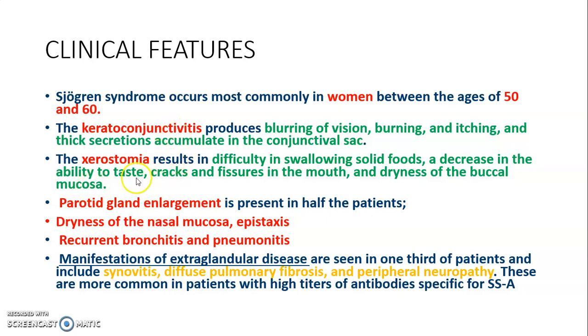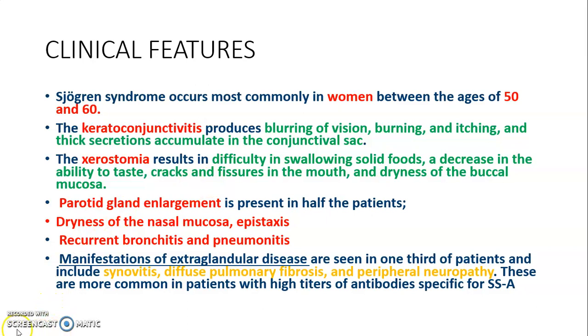In addition to keratoconjunctivitis and xerostomia, the patient may have parotid gland enlargement. It is seen in half of the patients. There is dryness of the nasal mucosa and epistaxis. The lung may be involved with recurrent bronchitis and pneumonitis. And the extraglandular manifestations are present in one third of the patients, and they are synovitis, diffuse pulmonary fibrosis, and peripheral neuropathy. This is all about Sjogren syndrome.